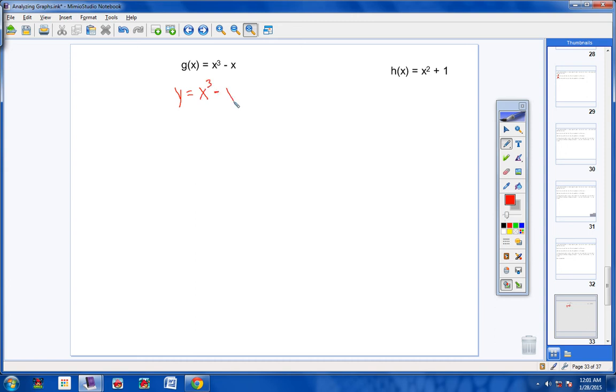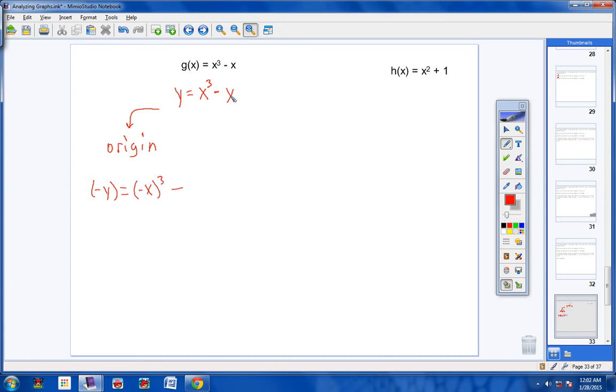Now, to check for origin symmetry, everywhere there's a y and everywhere there's an x, you put a negative y or negative x. So here's a y, I'm going to put a negative y. Here's an x, I'm going to put a negative x.